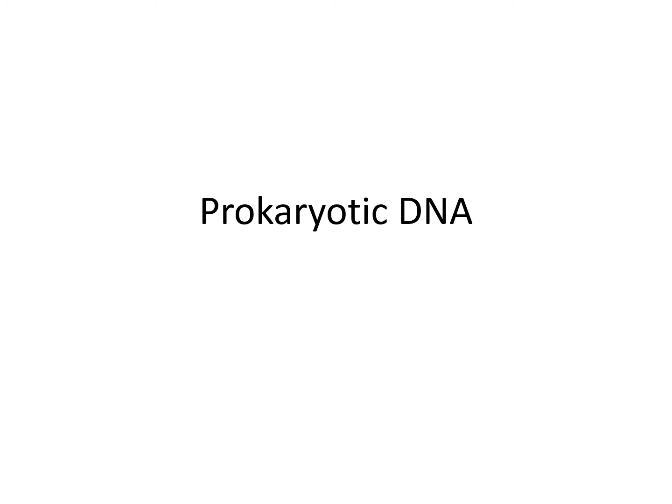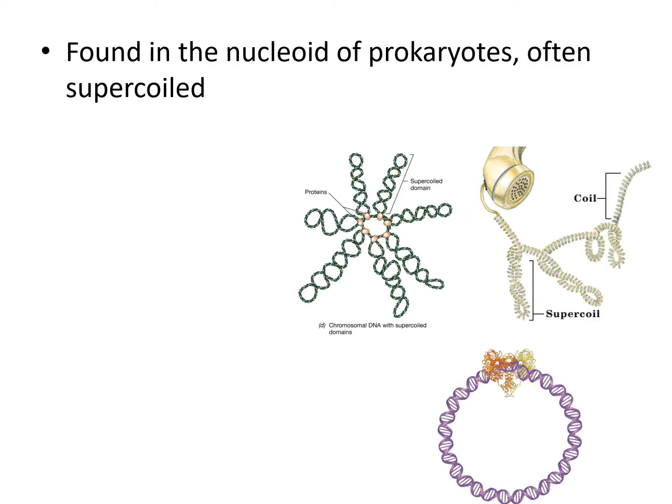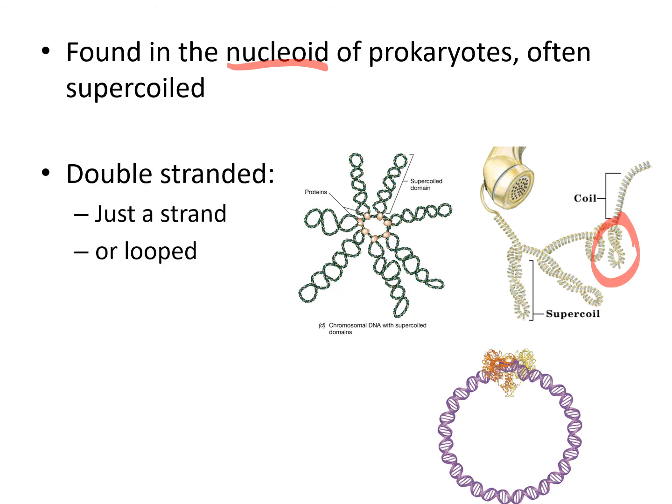Prokaryotic DNA, a little bit simpler. The bulk of their DNA is found in this nucleoid. Remember, they don't have the nucleus, the organelles that eukaryotes have, but they do have this nuclear region called the nucleoid, and it tends to be supercoiled. And so you can imagine this. You have this coiled DNA, and just like you can take a coil and then further twist up that coil, that's what a supercoil would be.